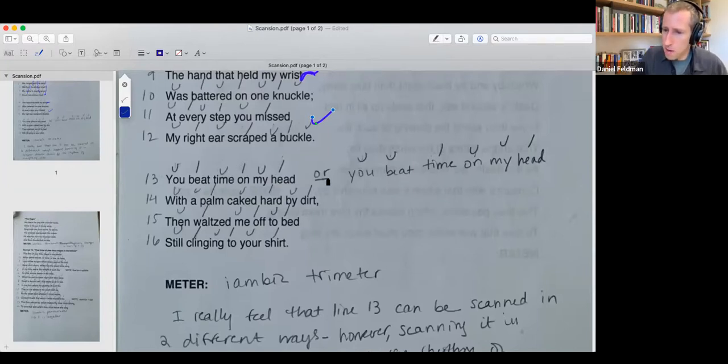You beat time on my head. This student wrote, there are different ways to read this word. This is line 13 of the poem, line 1 of what we call stanza 4, the final stanza. You beat time on my head. That is a really hard line to scan. If I asked you only to scan this final stanza, that would be mean, unfair of me. If I asked you just to scan this one line, that would be nearly impossible.